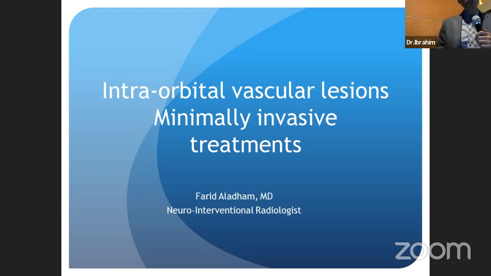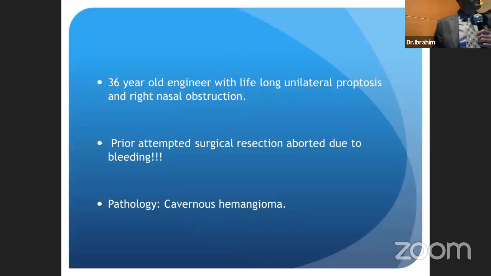So I will not go into details about the science behind it, all the history and data. I will show a patient that we treated and the results for this patient. This is a 36-year-old engineer who had proptosis for a long time with some difficulty in the right nasal passages.